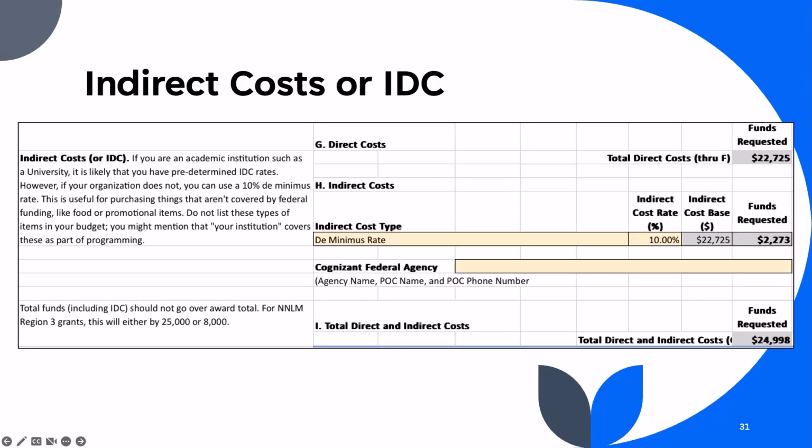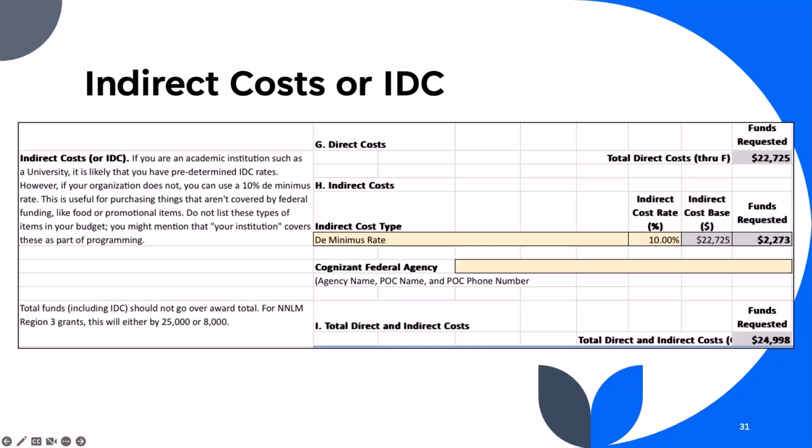If you are perhaps not an academic institution, your organization may not have preset IDC rates already negotiated. In that case, you can use a 10% rate, and it's called the de minimis rate. De minimis just means that we're just going to use this 10% because there isn't a pre-negotiated rate.